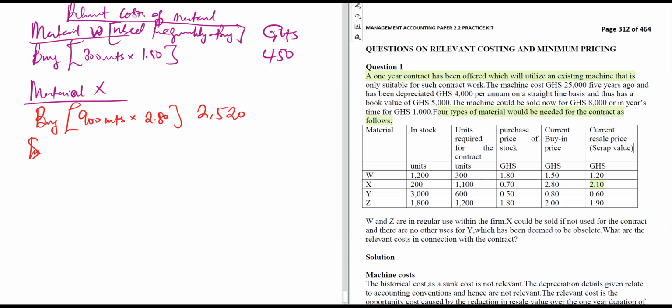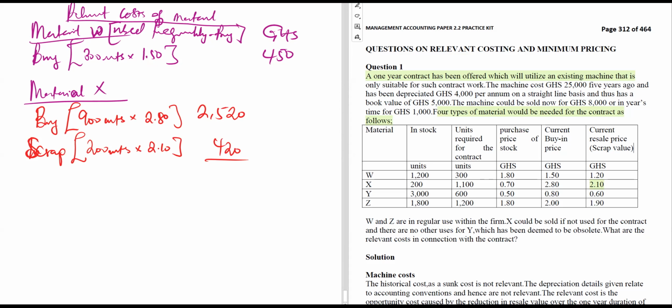Then what about the one in stock? We should have scrapped it, right? We could have scrapped it, yeah. But we are not scrapping it, meaning that we are going to lose what? Those 200 units at 2 cedis 10 pesos will be lost. True or false? True. So we have 420. Does that make sense?